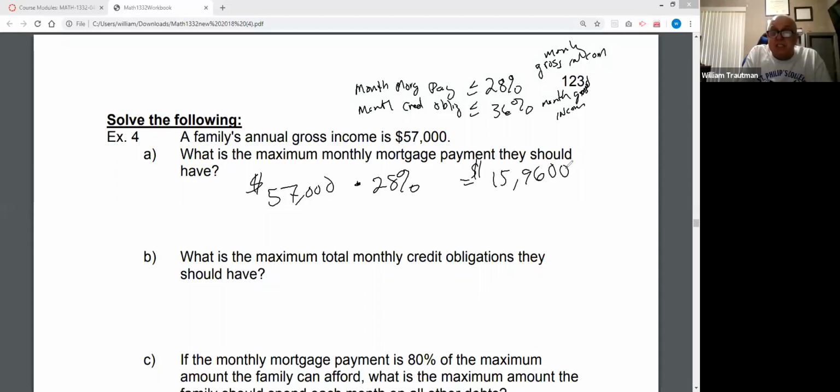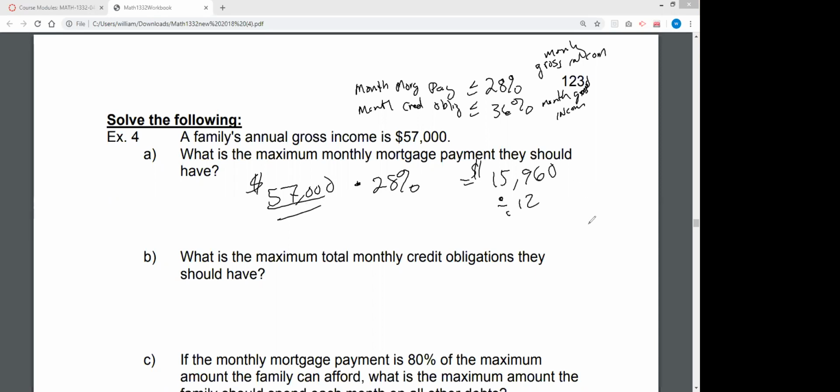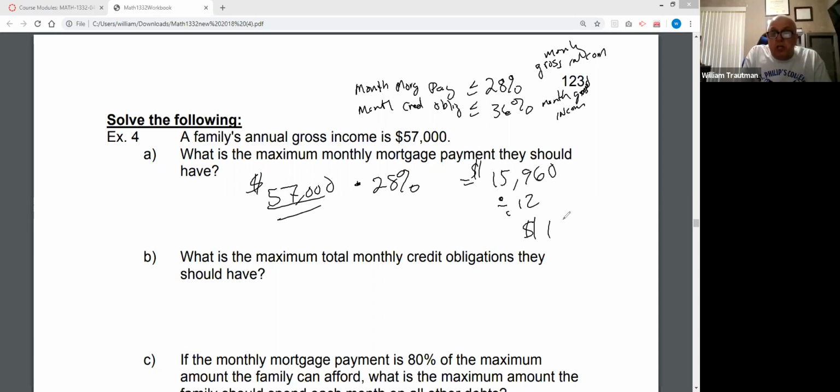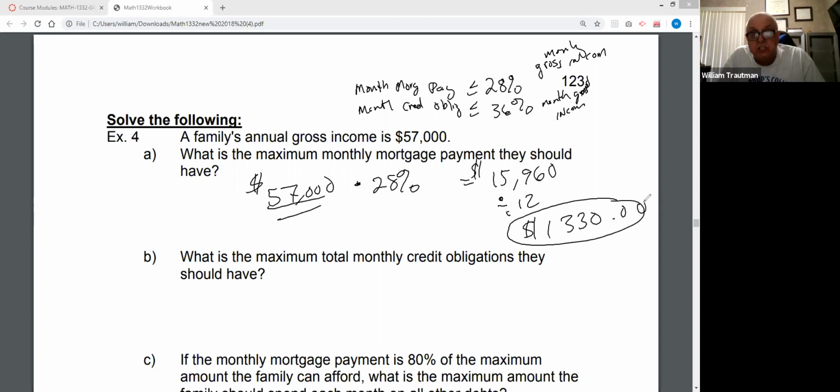15,960. Yes, but that's the annual. You have to divide that. 57,000 is your annual gross income. You have to change it to monthly by dividing this by 12. If you divide that number by 12, so you can buy a house if the mortgage payment is less than $1,330. Yeah, so that's what they're saying.